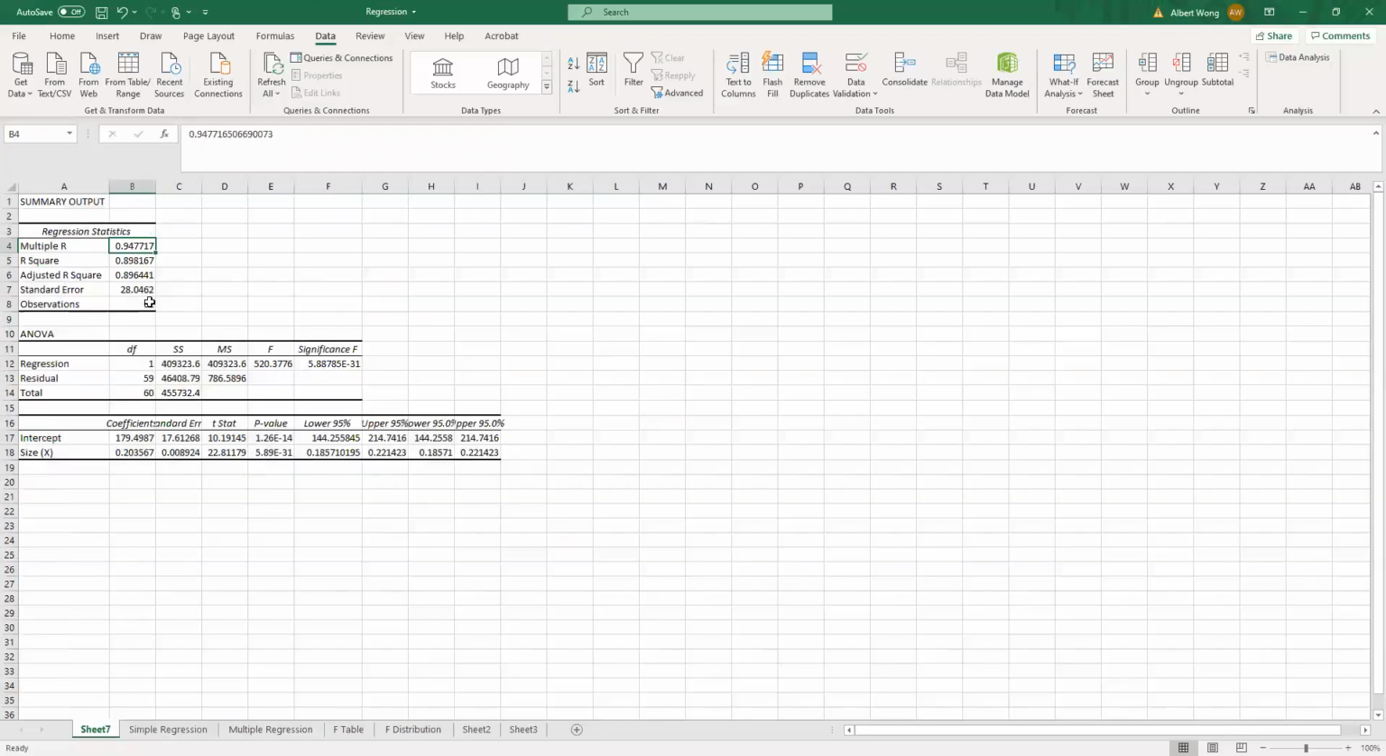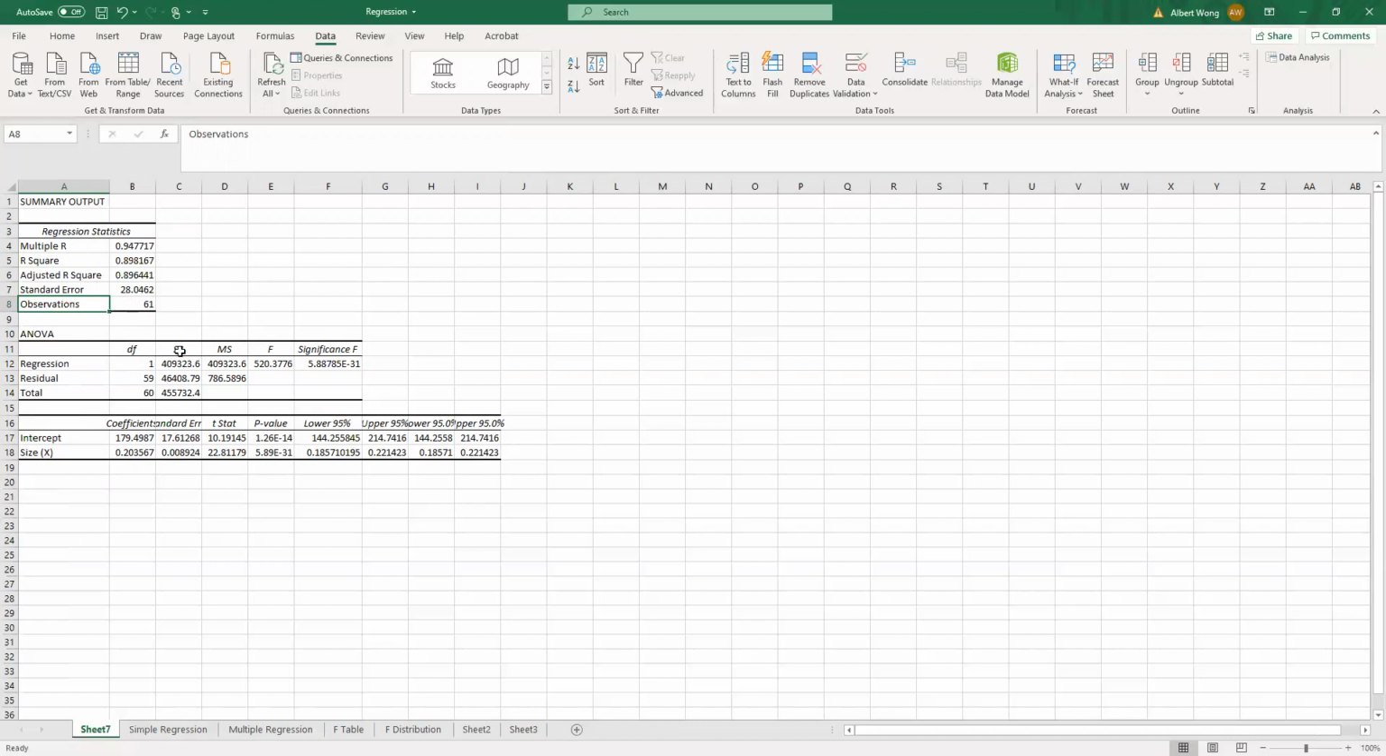However, if the relationship is negative, these numbers still remain positive. So this is not exactly the place where you want to pick up the correlation coefficient. You have to use the CORREL function to calculate that. Adjusted R squared is not meaningful if you only have one independent variable, so we're going to ignore it for now. Observations is the number of samples in the data set. So in this case, this is the sample size, which is 61.